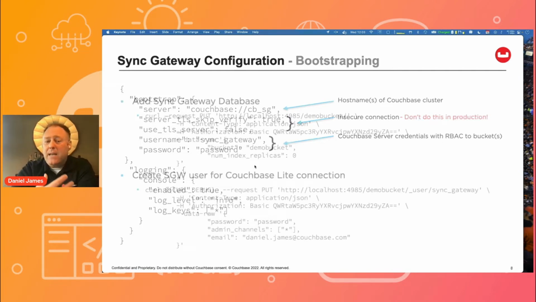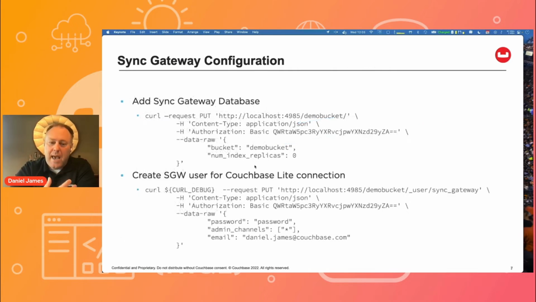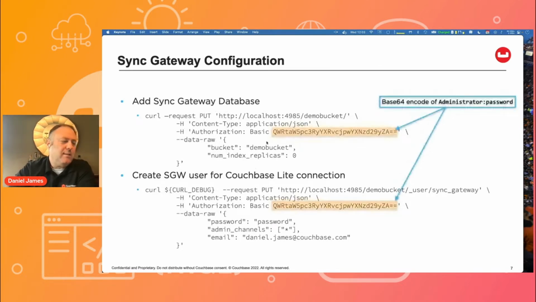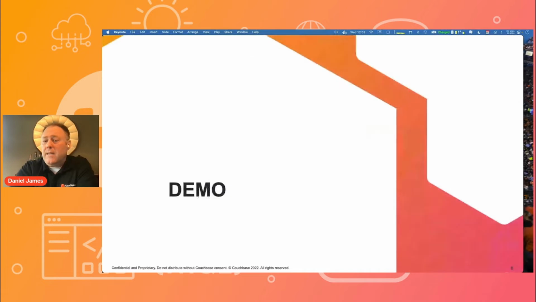Once that Sync Gateway container is up and running, then you need to add the Sync Gateway database, and that's that demo bucket there again. What's interesting here is this encrypted password. This is simply a base64 encoding of the username and password to connect to the cluster itself. So that's really all there is to setting that up.